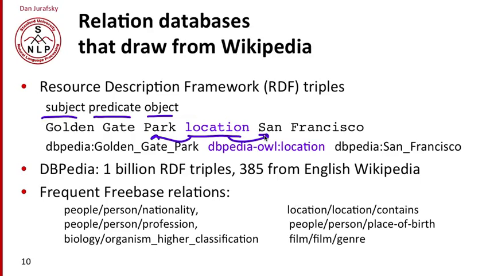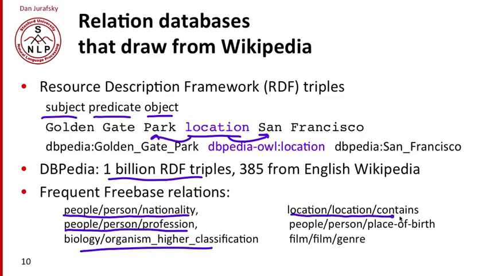And databases like DBpedia, which draw on the Wikipedia info boxes to create these large databases of triples, in fact has 1 billion of these triples, 385 million of which come from English Wikipedia. And in other databases like Freebase, we have a lot of these kinds of relations. So a common relation is the nationality of a person mentioned in Wikipedia, or their profession, or classification of a biological entity, or which locations are inside which other locations, that Paris is in France, and so on.